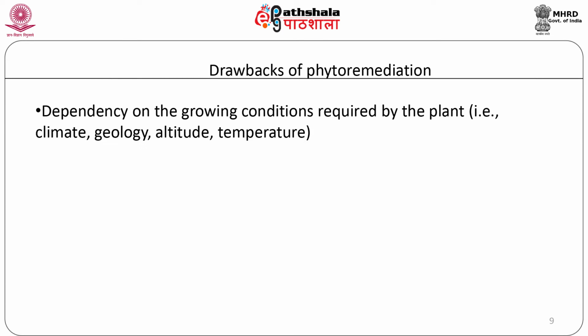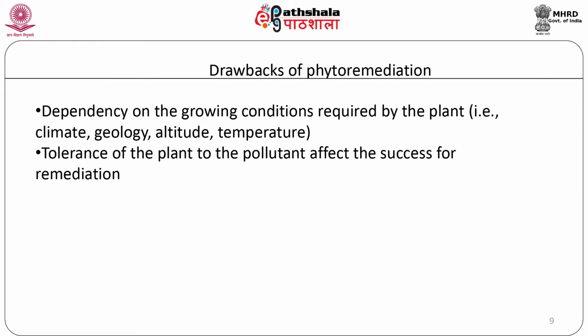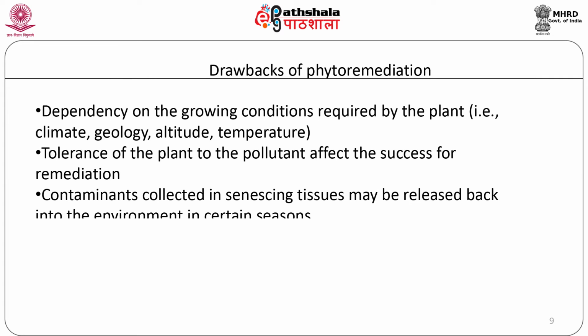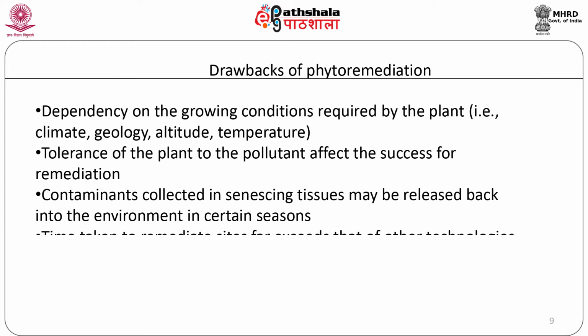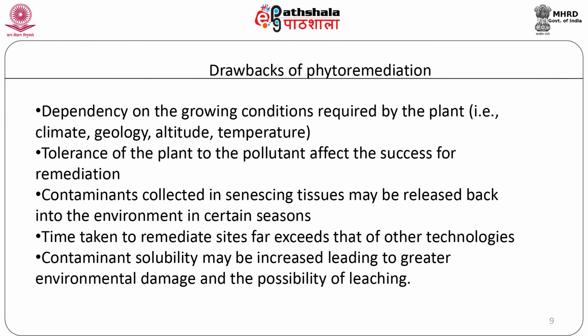The drawbacks of phytoremediation. The process depends on the growing conditions required by the plant. Tolerance of the plant to the pollutant affects the success of remediation. Contaminants collected in senescing tissues may be released back into the environment in certain seasons. Time taken to remediate sites far exceeds that of other technologies. Contaminant solubility may be increased, leading to greater environmental damage, and the possibility of leaching may occur.